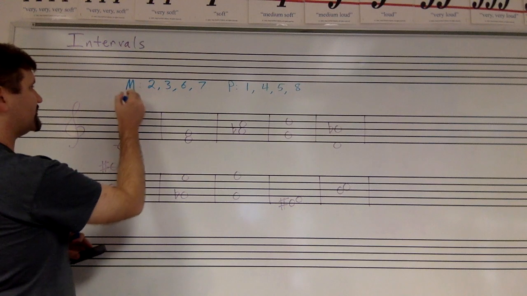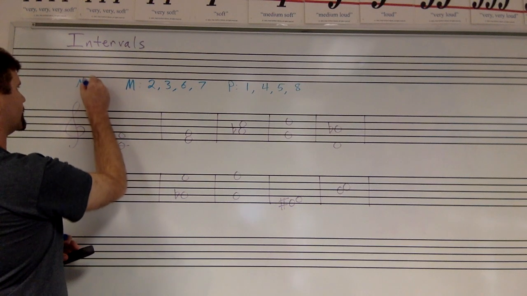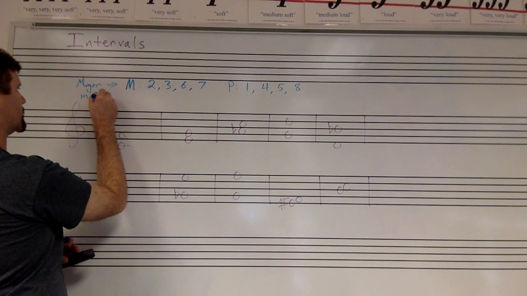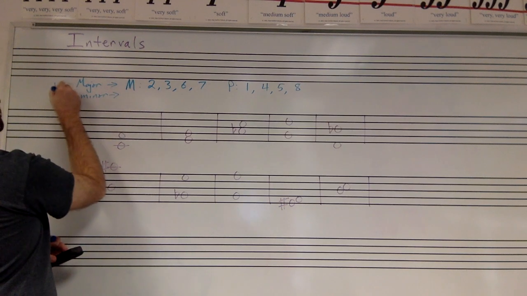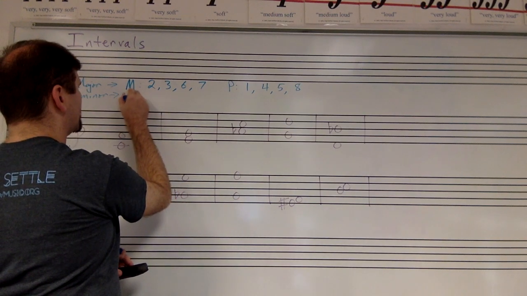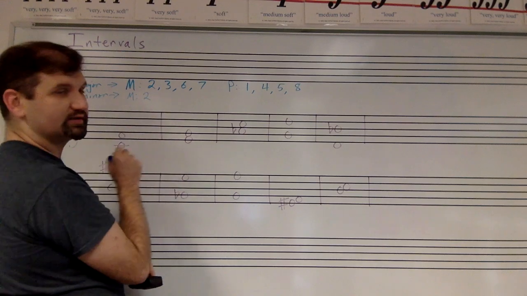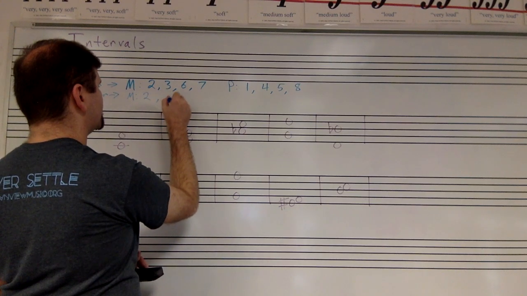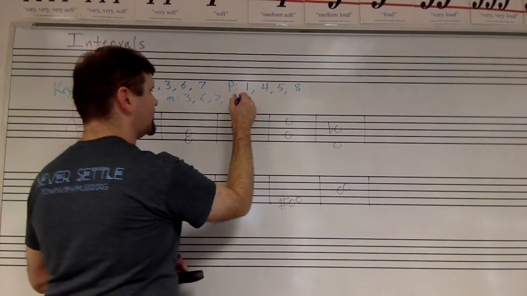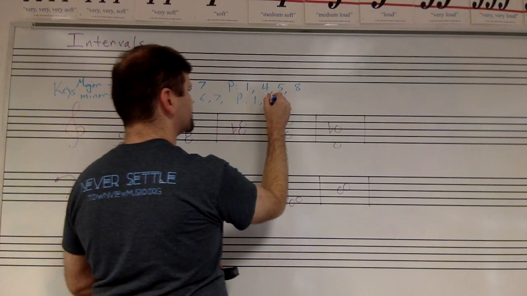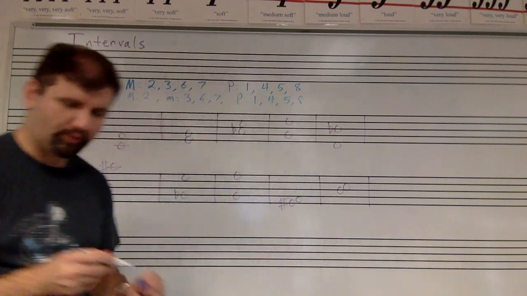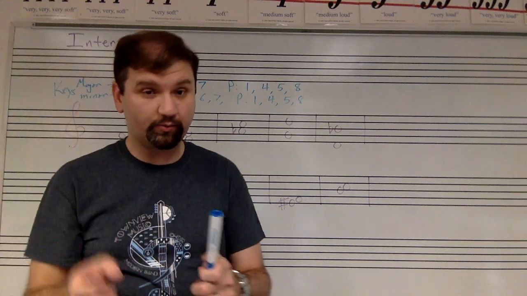And then in my minor keys, I will have only a major second. Then I will have a minor third, sixth, seventh, and I will keep my perfect first, fourth, fifth, and eighth. And we worked through all of that in the previous video to see how it works.